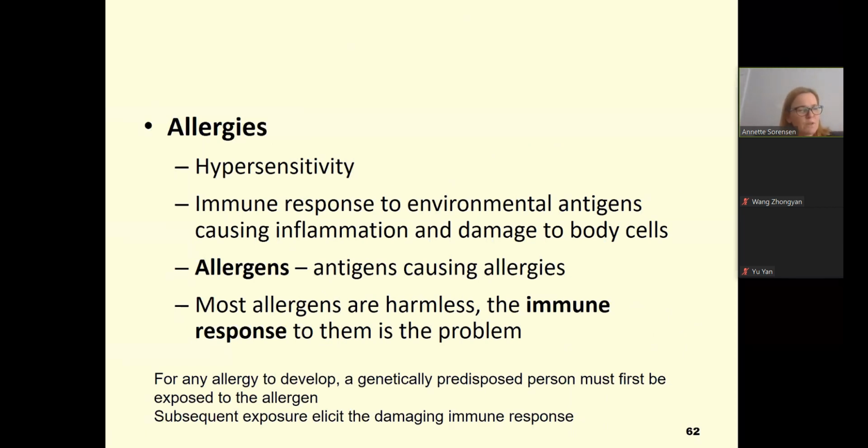Okay, so we are very quickly going to talk about allergies. Allergies are also called hypersensitivity. This is where an immune response is triggered to environmental antigens, and that leads to inflammation and damage to cells in the body.